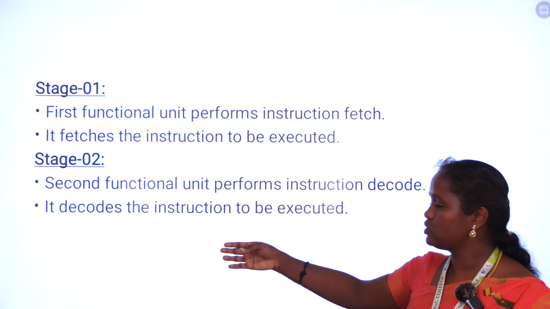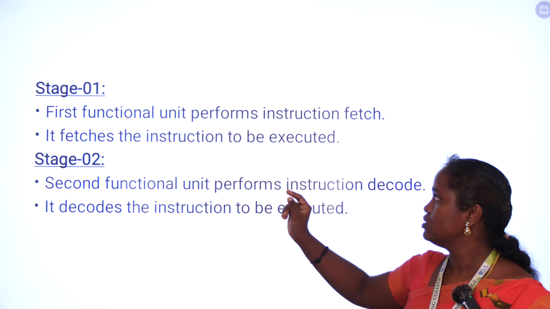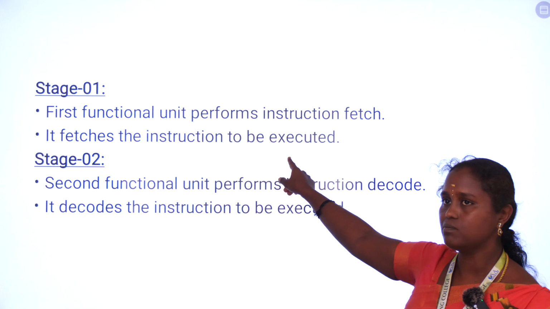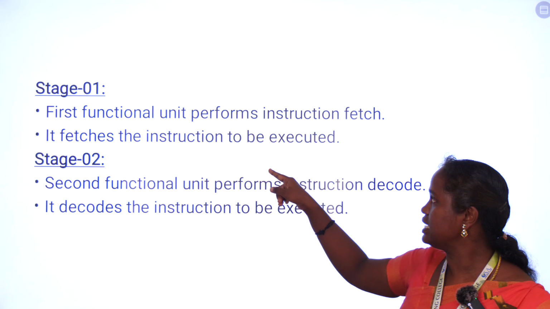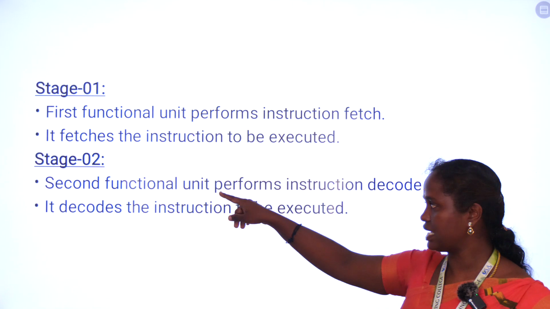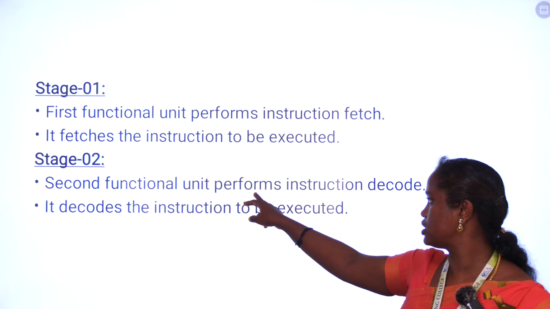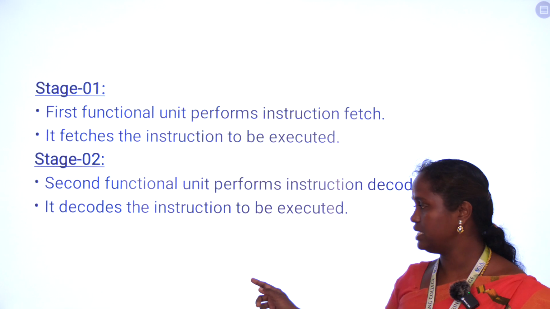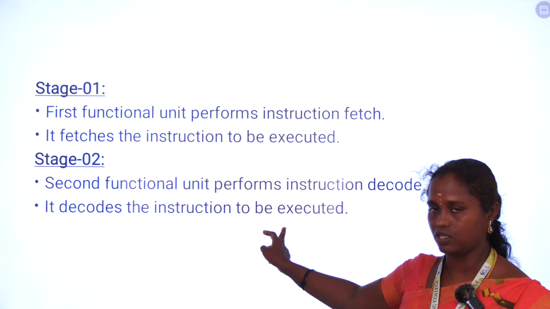So I already told that in the 4-stage pipeline there will be 4 stages, right? So in stage 1, the first functional unit performs instruction fetch, and it fetches the instruction to be executed. And in the second stage, what will be happening? The second functional unit performs instruction decode. So at this stage, it decodes the instruction to be executed.